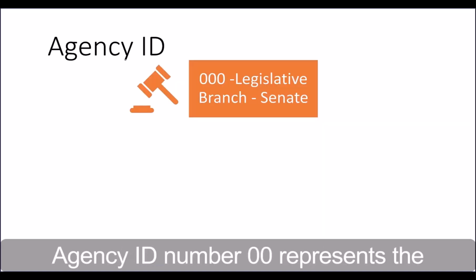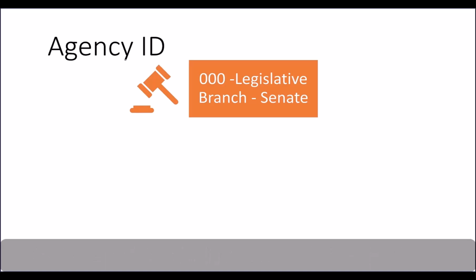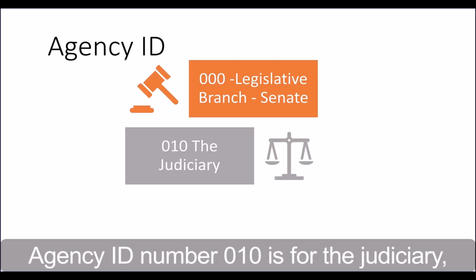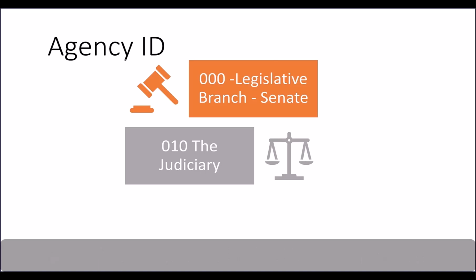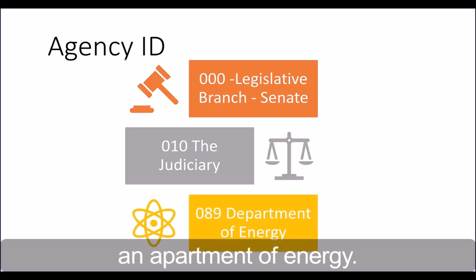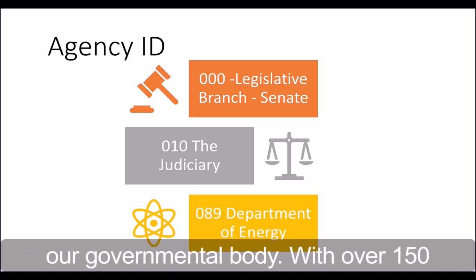Agency ID number 000 represents the Senate, which is in the legislative branch. Agency ID number 010 is for the judiciary, marking another distinct branch of our government. And for a slice of the executive branch, 089 is the Department of Energy. Thus, we highlight the diversity and range of our governmental body.